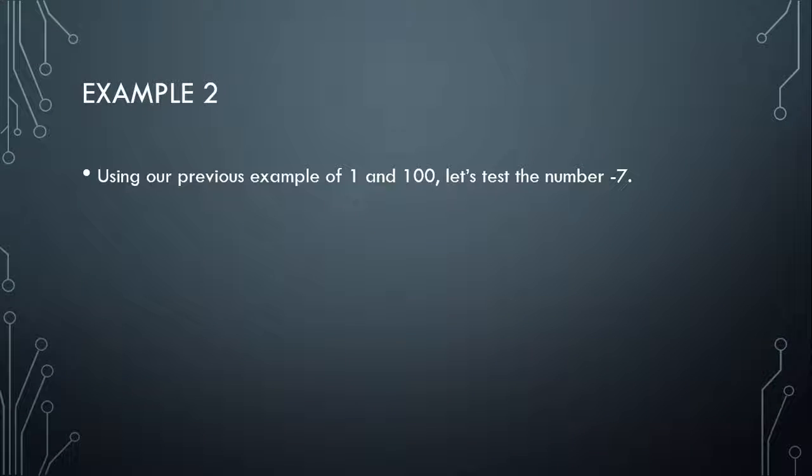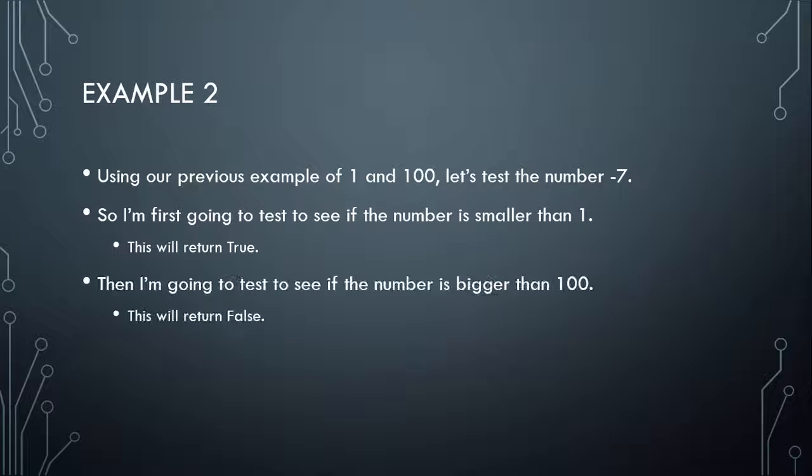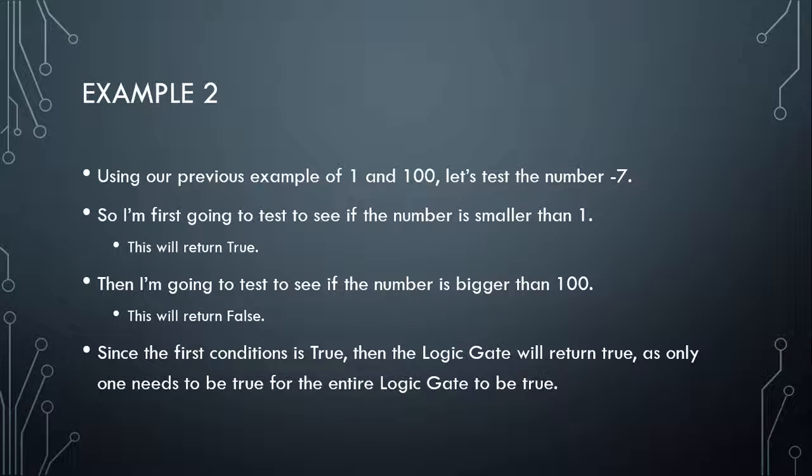Alright, let's look at another one. Except now we're testing -7. So now I'm going to test to see if the number is smaller than 1. This is going to return true. Then we're going to test to see if the number is bigger than 100. This is going to return false. So if the first condition is true, then the logic gate will return true, as only one of those conditions needs to be true for the entire logic gate to be true.